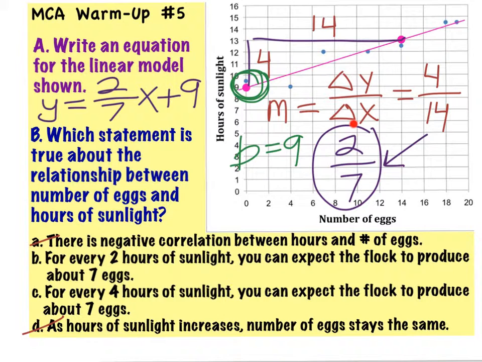So our slope is actually saying that with 2 hours of sunlight, we're going to have the flock produce 7 more eggs. And that aligns with choice B. So choice B is correct based on our slope.